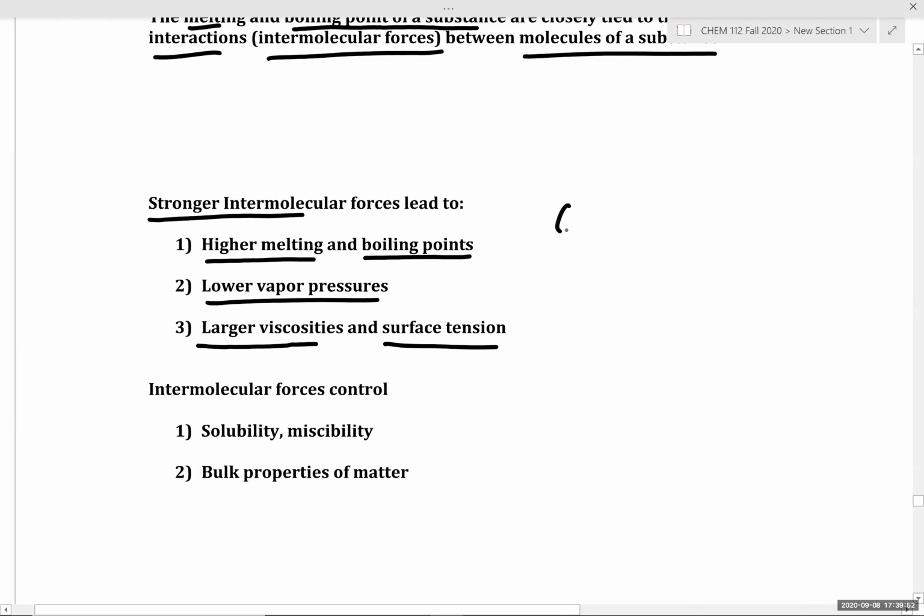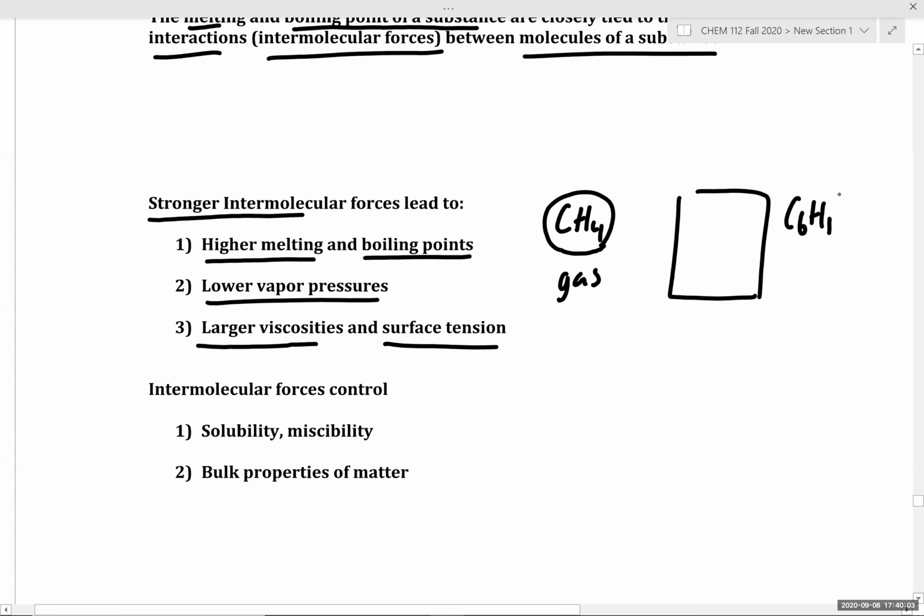That's why, for example, methane is a gas, while hexanes exists as a liquid at room temperature. Because if we look at the intermolecular forces between molecules of hexanes compared to molecules of methane, the intermolecular forces are stronger between two molecules of hexane compared to two molecules of methane.